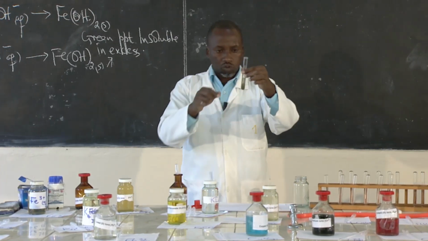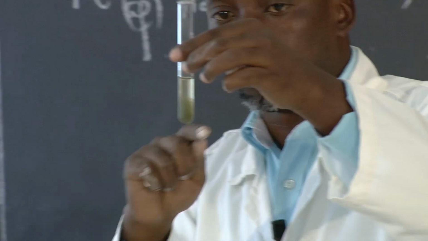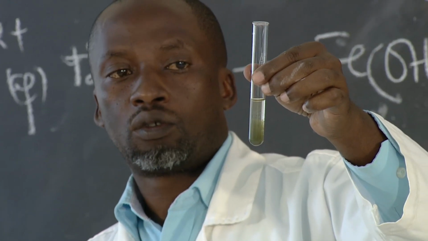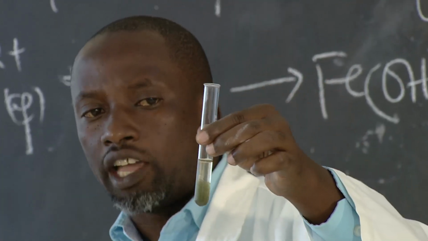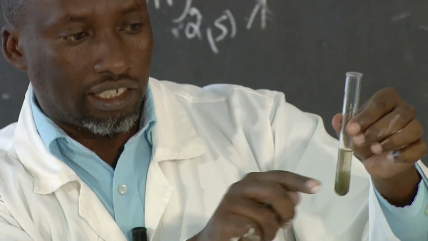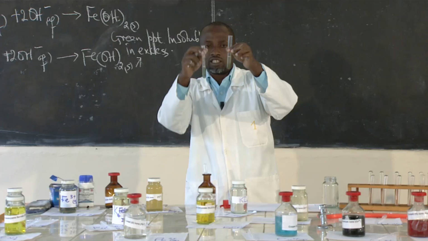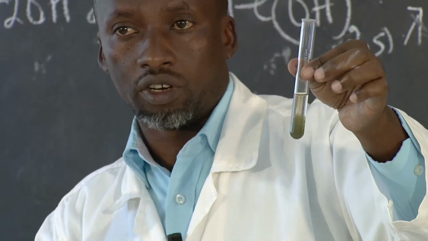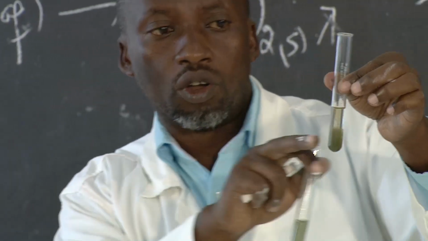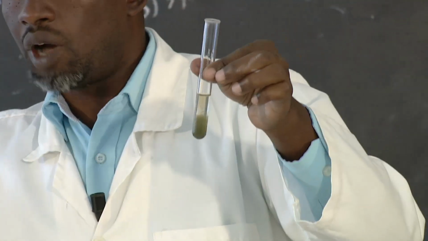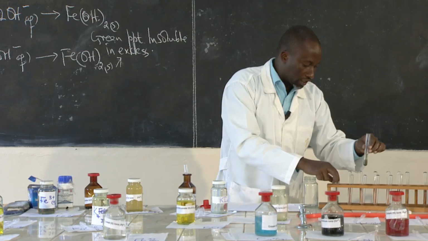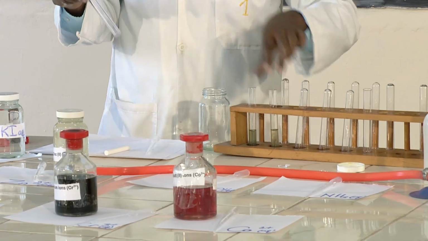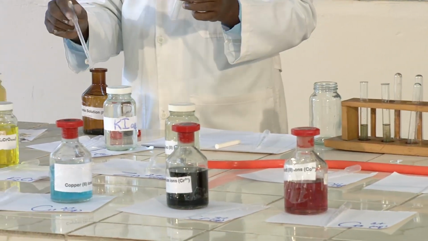So coming back to this one, as I said earlier, take note of this. The iron 2 easily changes to iron 3. On standing, this dirty green was like this, but if you take a close look at this one, it is turning to brown. Why is it turning to brown? Because it is changing to iron 3 hydroxide. That is because of aerial oxidation.